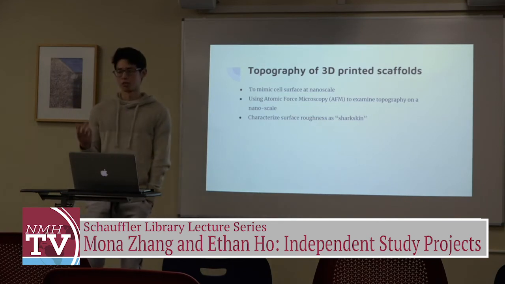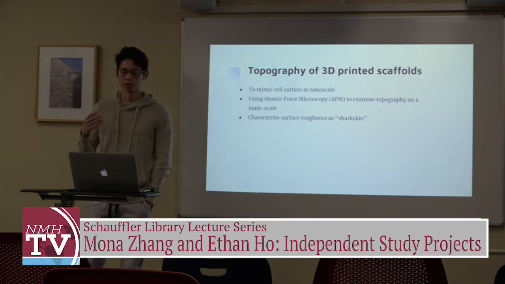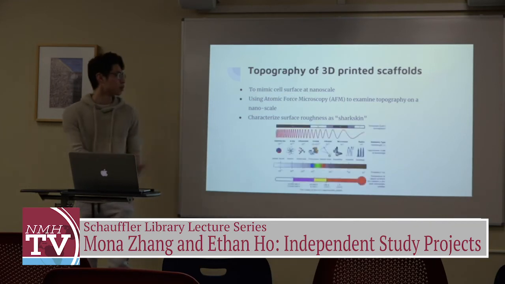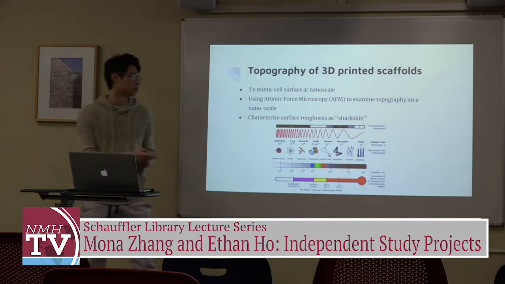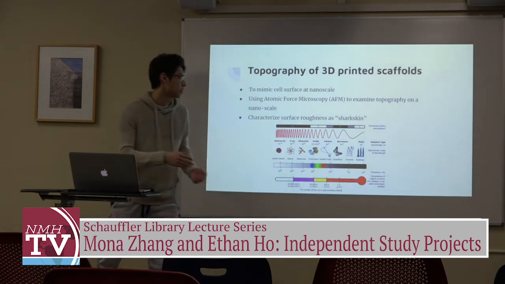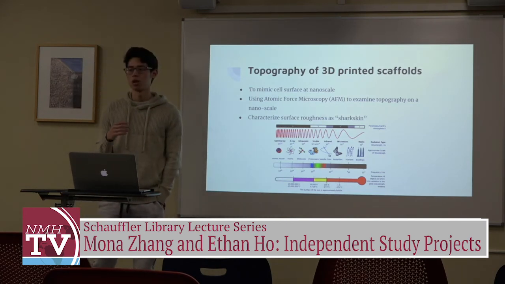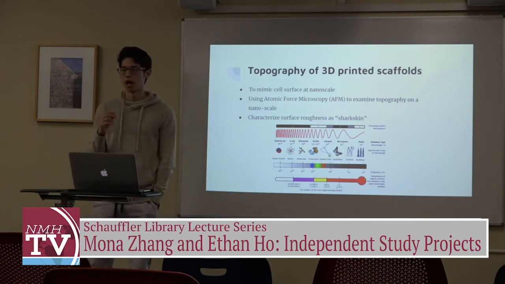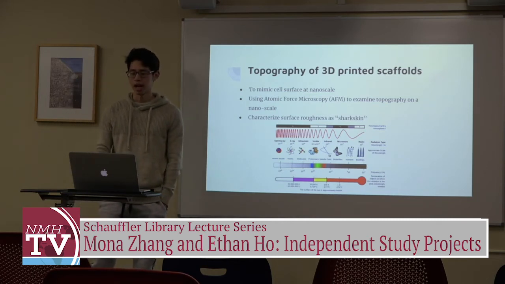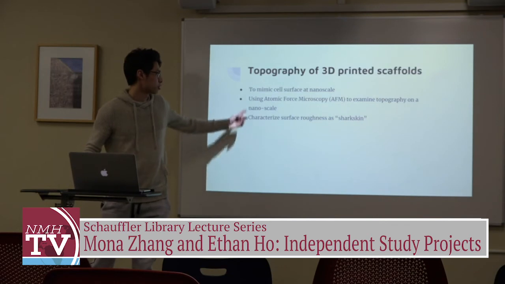And cells are really small. Obviously, to really change the cell in any way, we would have to interact with it on a nanoscale. To give you a sense, a nano is 10 to the negative 9th meter, around the size of an X-ray wavelength, a little bit smaller than a virus. So it's really, really small, and there's no way we could use regular microscopy to observe it by eye. So what we do to look at the topography, which is the surface roughness of these 3D printed scaffolds, is we use a machine called the atomic force microscope.